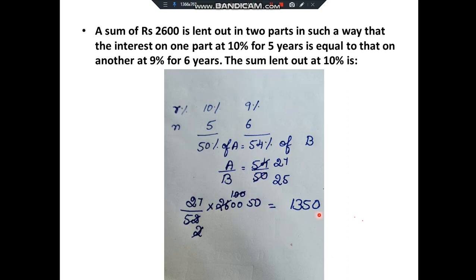Suppose our question is to find the sum lent out at 9%, meaning we will have to find part B. So how will we substitute? The part B value we have got is 25, so 25 out of 52 total, into 2600, and you will find the answer. So you got it as 1350. This is the simplest approach to this question. I hope you understood. Only when you practice more and more questions like these will you get used to this shortcut. So do that. Next question.